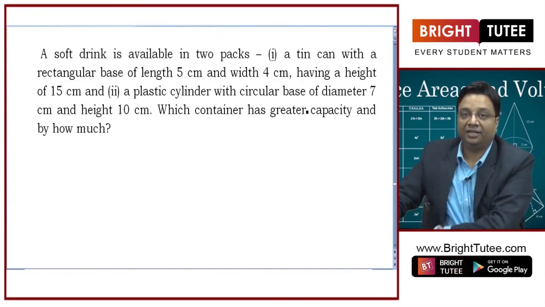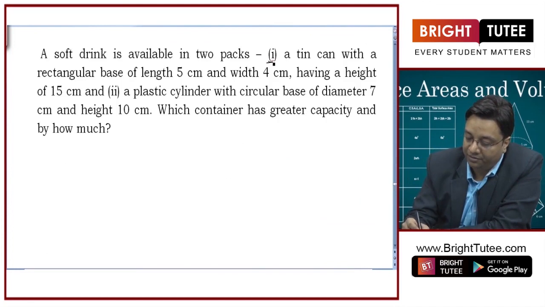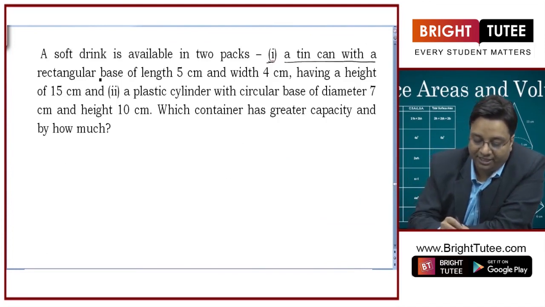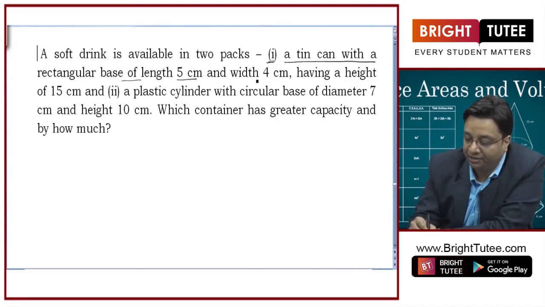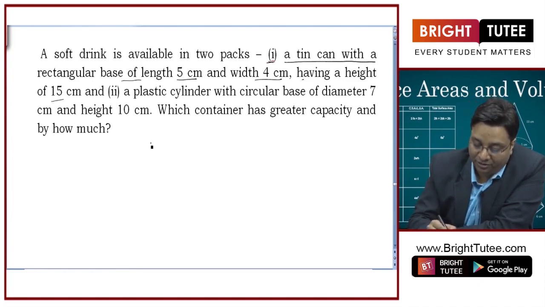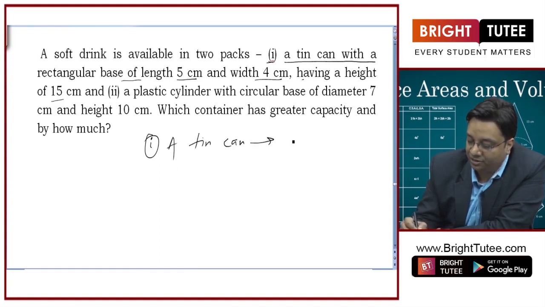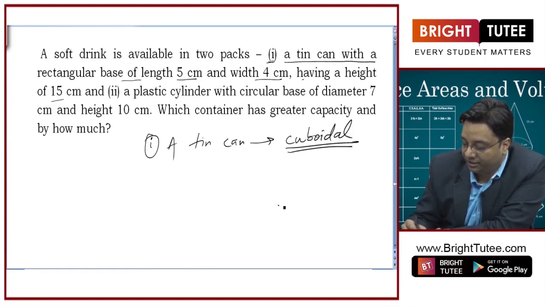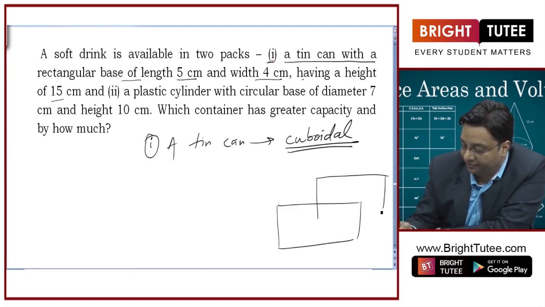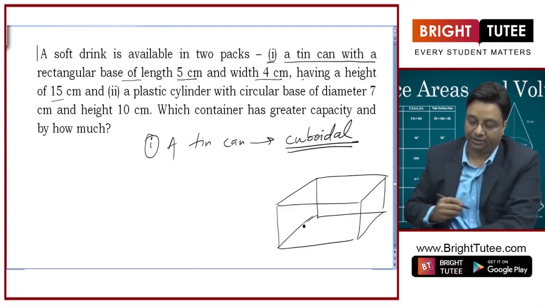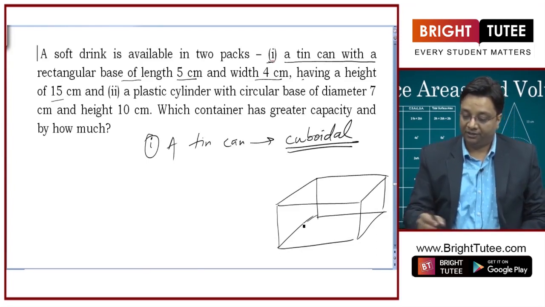A soft drink is available in 2 packs. Number 1, a tin can with a rectangular base of length 5 cm and width 4 cm, having a height of 15 cm. So the first, this tin can is cuboidal, right, because it has got a rectangular base and a certain height, so it will be cuboidal. Okay, and the dimensions are given.